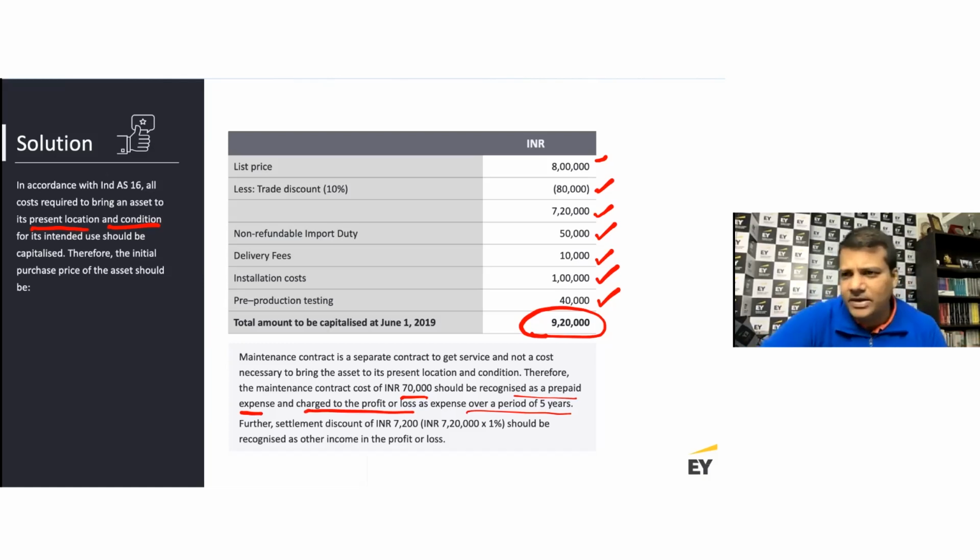Here, since we have the separate information, 70,000 rupees, we're going to take it out, or we're not going to consider that for the purpose of capitalization. So 70,000 should be recognized as a prepaid expense and charged to profit or loss as expense over a period of 5 years. Now, the settlement discount of INR 7,200 should be recognized as other income. Now, this is an area which is a matter of judgment.